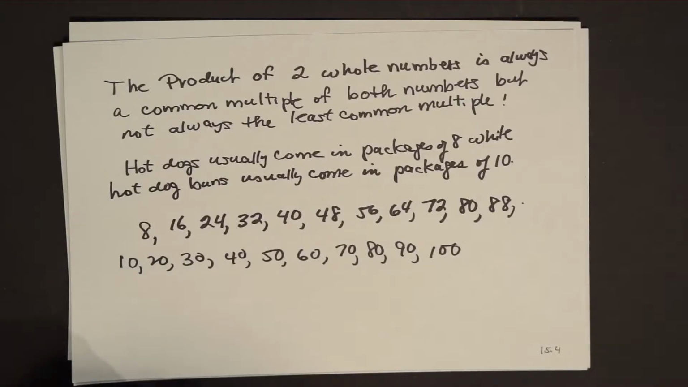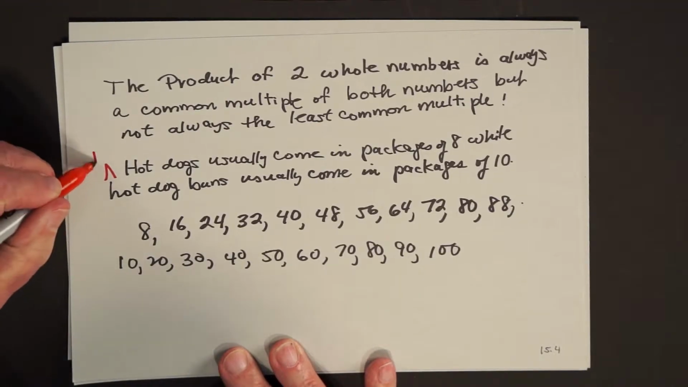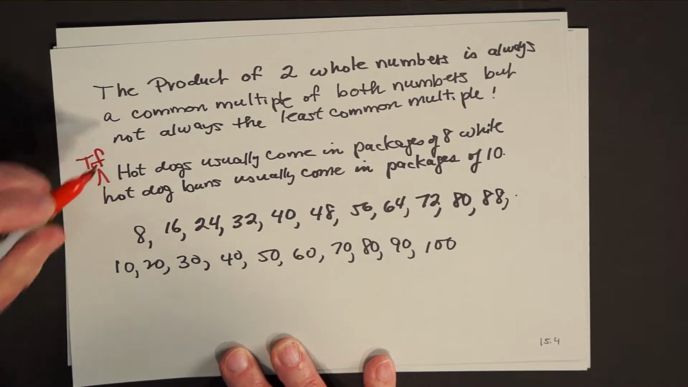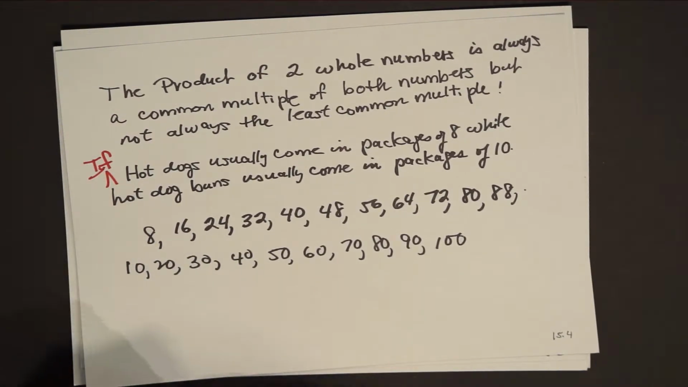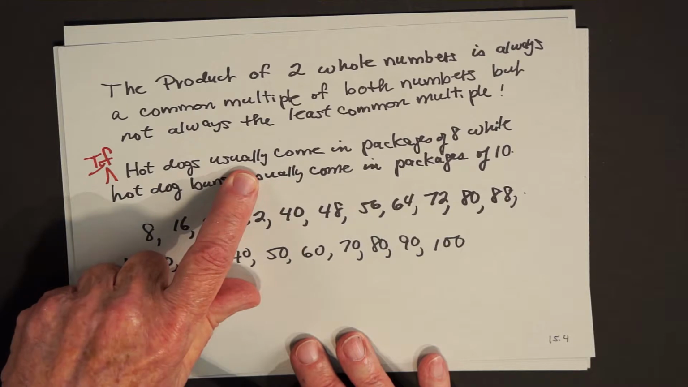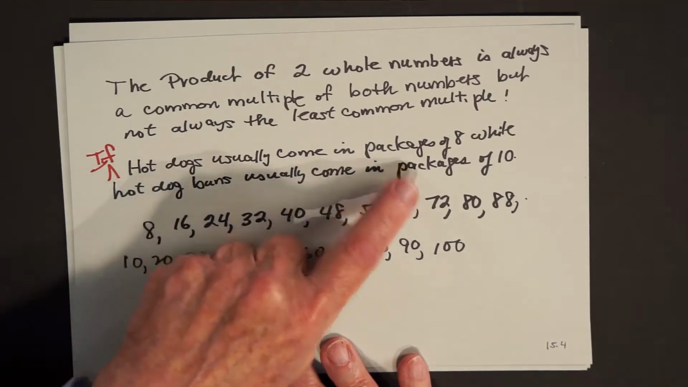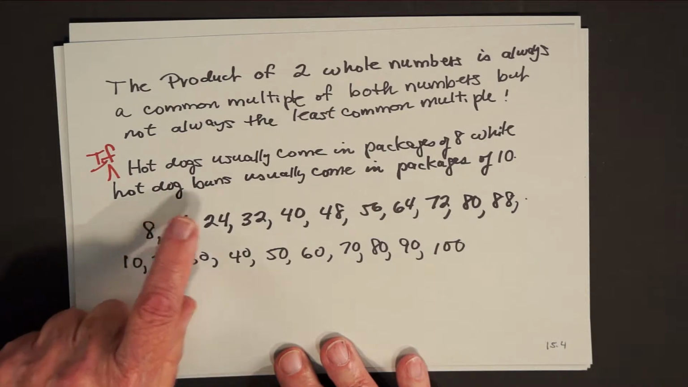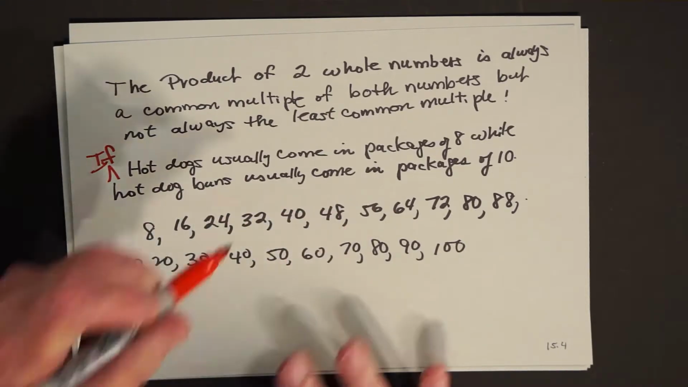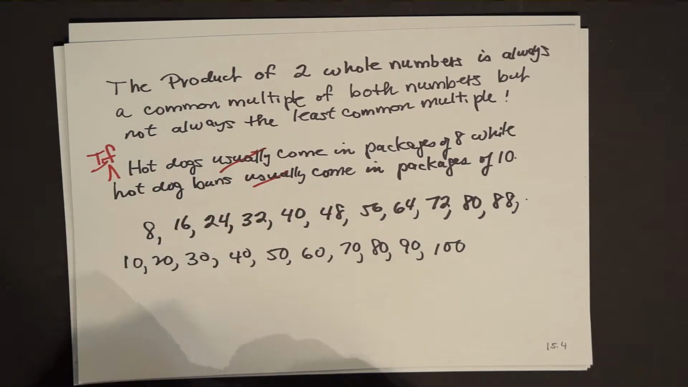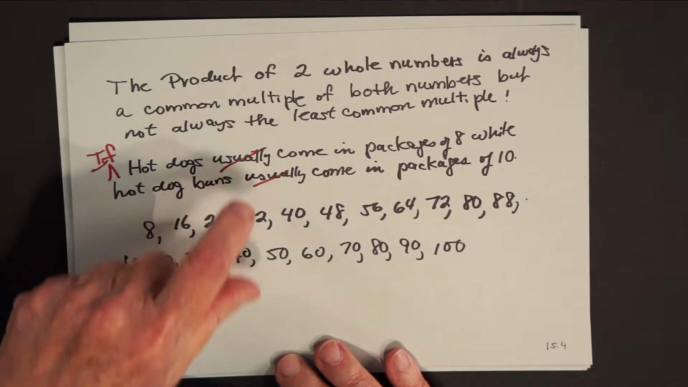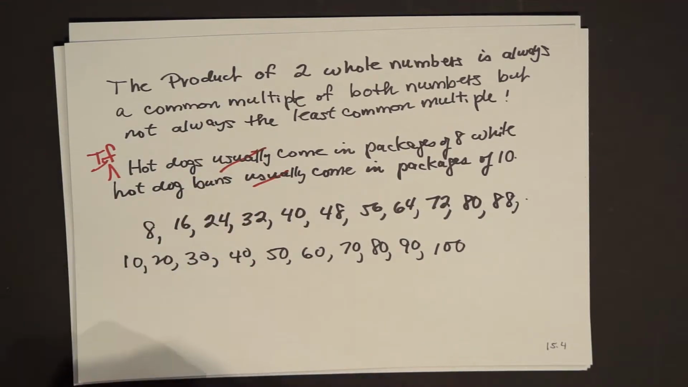You see, what you really should be saying is "if." See, now if I put the word "if" in here, I don't even have to use "usually." I'm just giving you a hypothetical situation. If hot dogs come in packages of 8, while hot dog buns, I'll cross these out now, come in packages of 10, how many packages of each should I buy to make sure I have exactly the same number of hot dogs as I have buns?